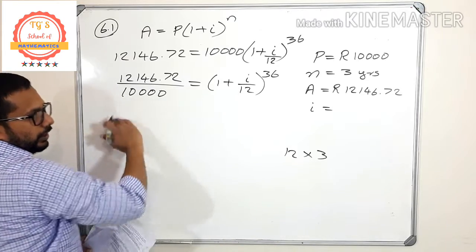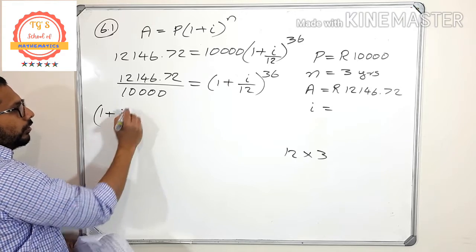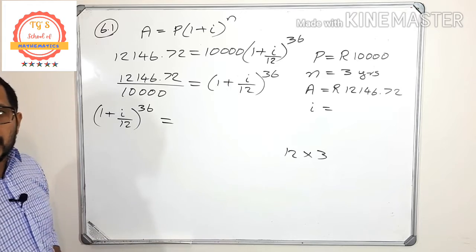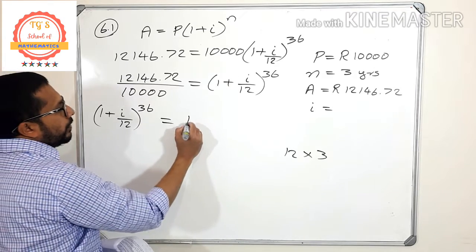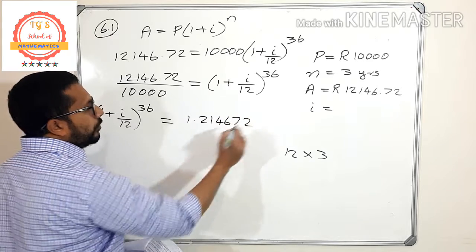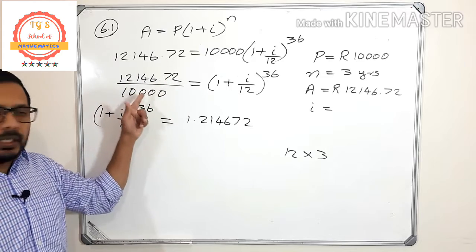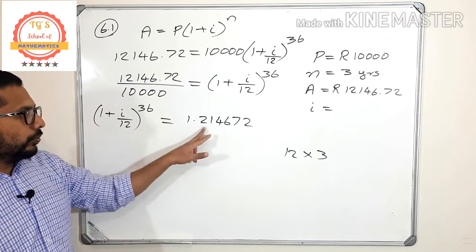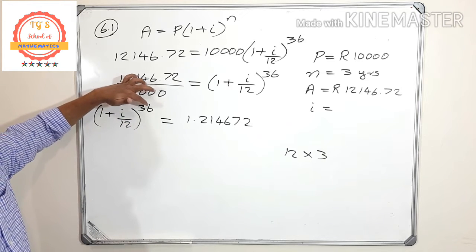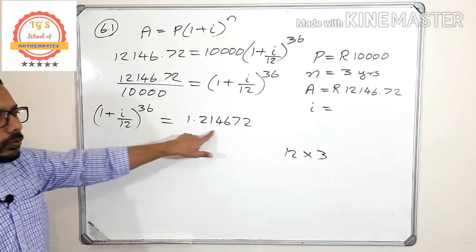Now let me write this here. (1 plus i divided by 12) the whole raised to 36 is equal to, what is the answer in your calculator? 12,146 divided by 10,000 is 1.214672. So something raised to 36, how can you find this? The 36th root of this.